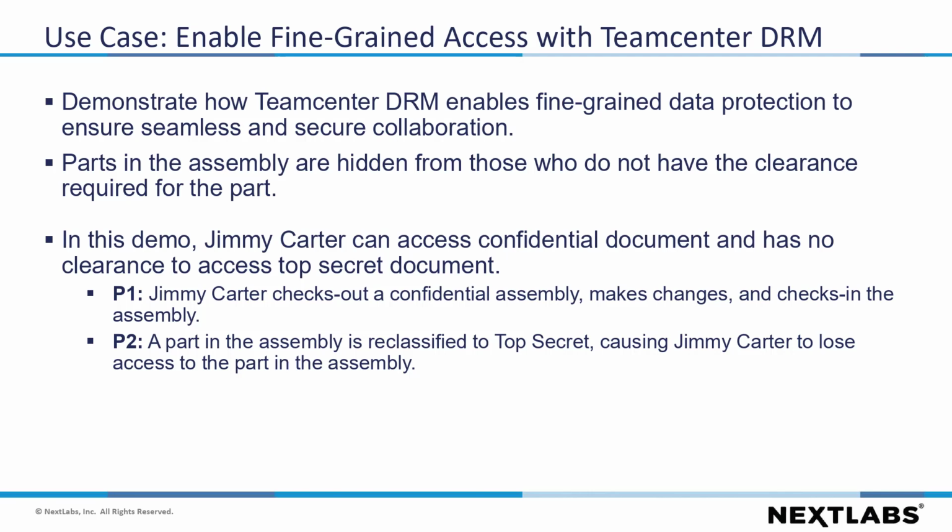In the first part, Jimmy Carter will view a confidential assembly, make edits, and check in the assembly. In the second section, a part in the assembly is reclassified as top secret, causing Jimmy to lose access to the file.